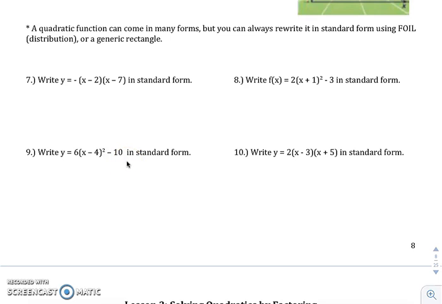So a quadratic function can come in three forms: standard form, intercept form, and vertex form. So if it comes in intercept form or vertex form, we can write it and put it into standard form. Sometimes that might be helpful. We might need to do that.